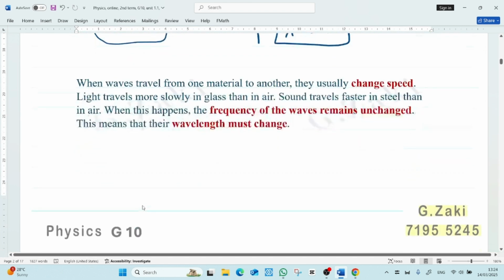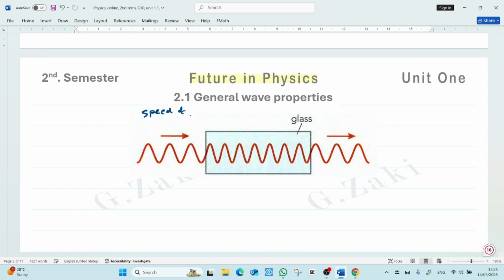You can see here the speed of light in air is more than the speed of light in glass. So the speed in air, V, is big, then lambda also is big or long. But the speed in glass is small, so lambda also is small in glass. Then remember, lambda depends on the speed of wave.